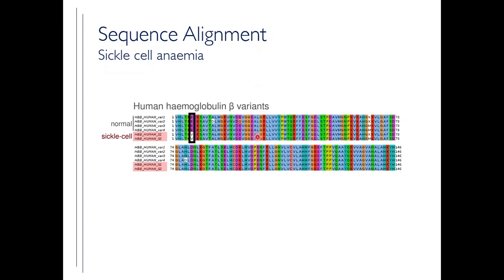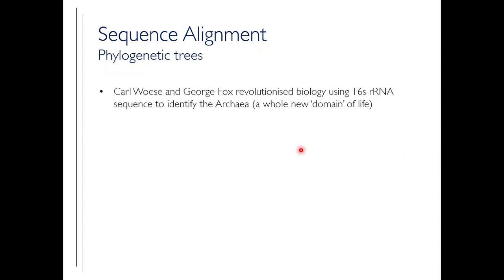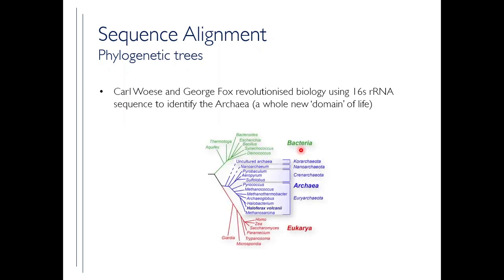But hopefully you can sort of see that aligning sequences in this way can tell you quite a lot of information quite quickly. Again, don't worry about the details of this, that will come later. You can also align sequences and compare them and use them to construct phylogenetic trees. So essentially sort of evolutionary trees. And this is what was used.